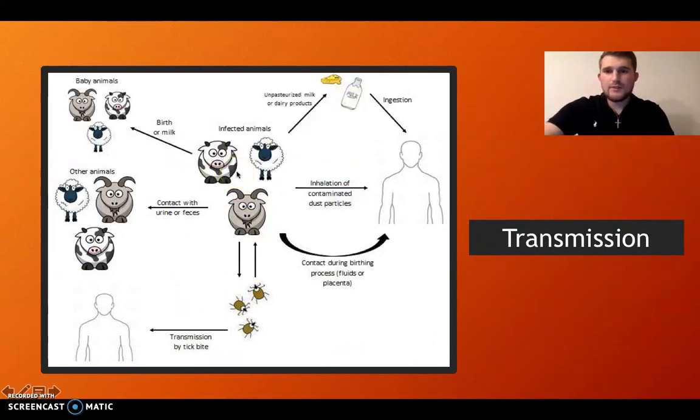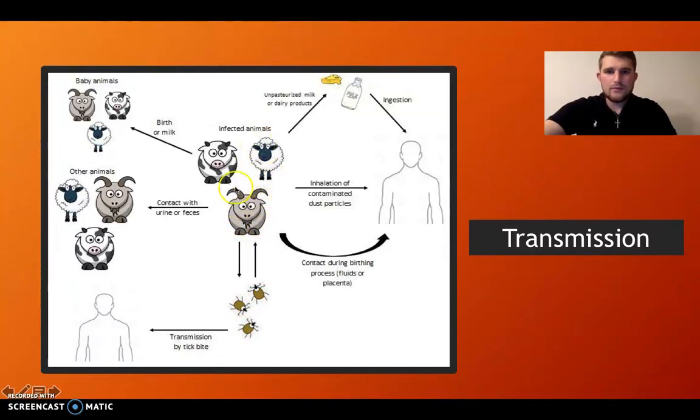Overview of the transmission. It's going to be found inside of infected animals, specifically cattle, sheep, and goats. It can be transmitted to other animals through, obviously, their children, so through birth or milk, and to other animals through contact with urine or feces. And then for humans, there's a couple methods. There's a couple rare cases where it's been transmitted through a tick to a human, or also through a tick back to an uninfected animal.